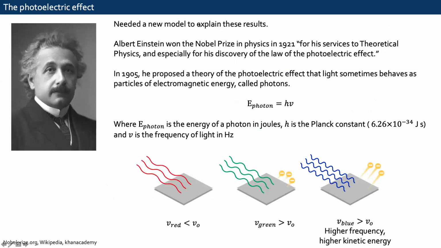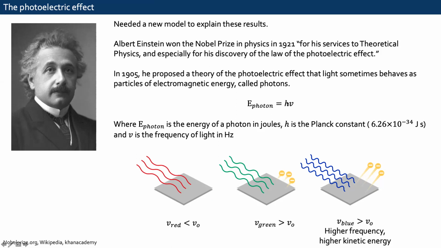And Albert Einstein won the Nobel Prize in Physics in 1921 for his services to theoretical physics, and especially for his discovery of the law of the photoelectric effect. So in 1905, he proposed a theory of the photoelectric effect that light sometimes behaves as particles of electromagnetic energy called photons, where the energy of the photon in joules is equal to the Planck constant times the frequency of light.